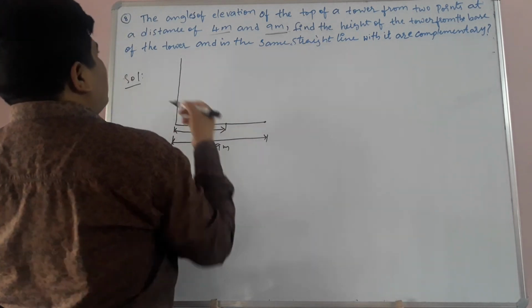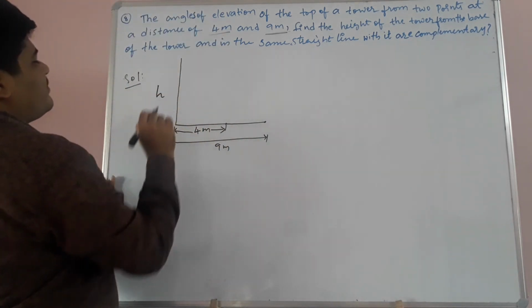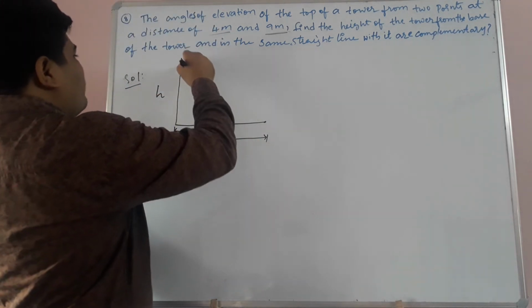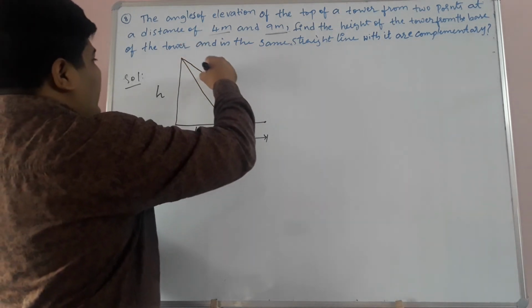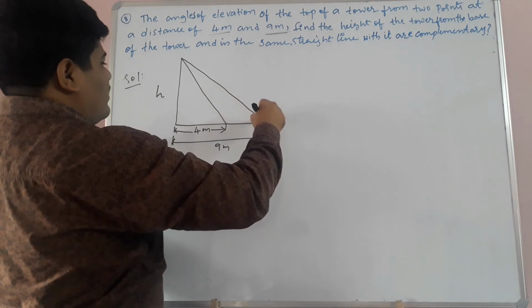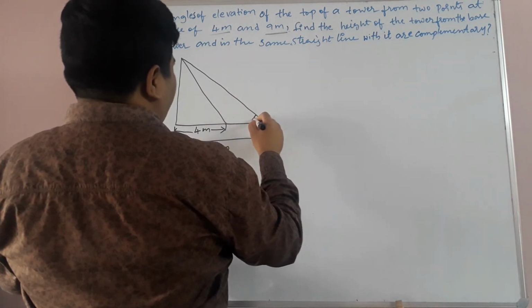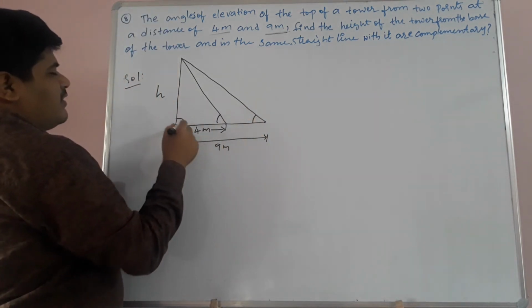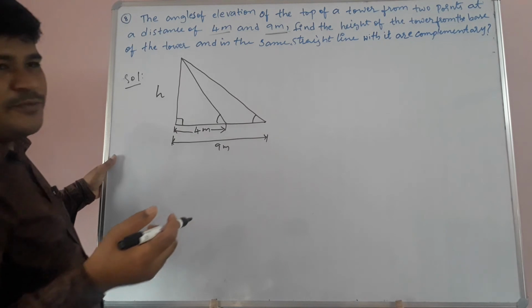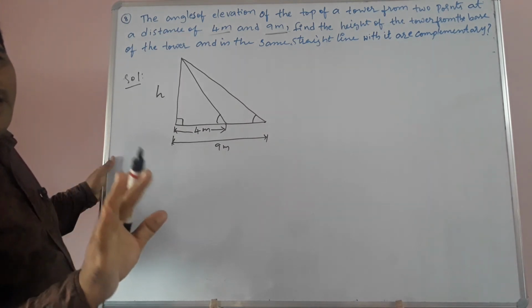And children, we don't know the height of the tower, so we'll take it as h. Now the angle of elevation from the first point to the top of the tower, and the angle of elevation of the top of the tower with respect to the second point, these are complementary, and this is 90 degrees. Complementary means, as I already told you, the sum of the two angles must be 90 degrees.